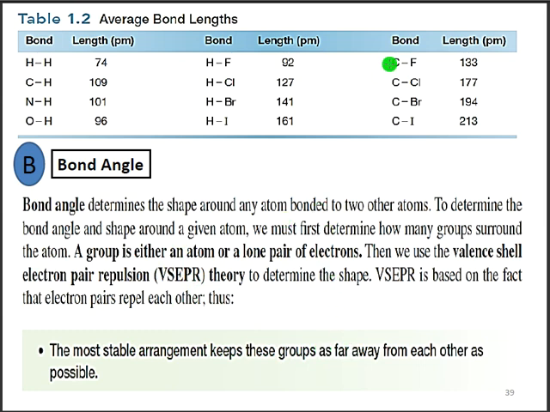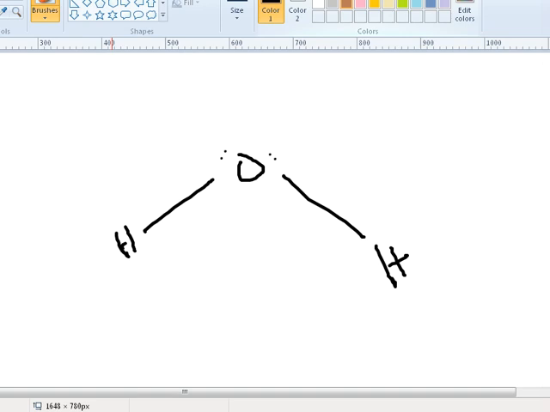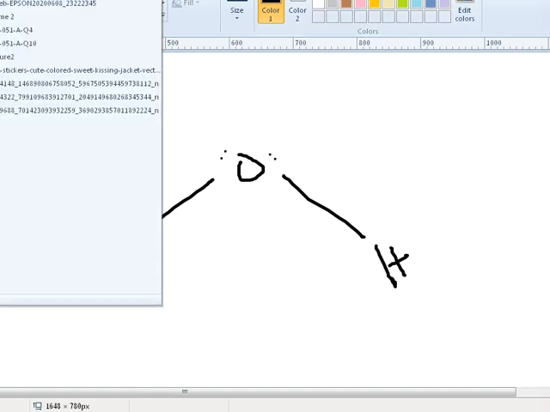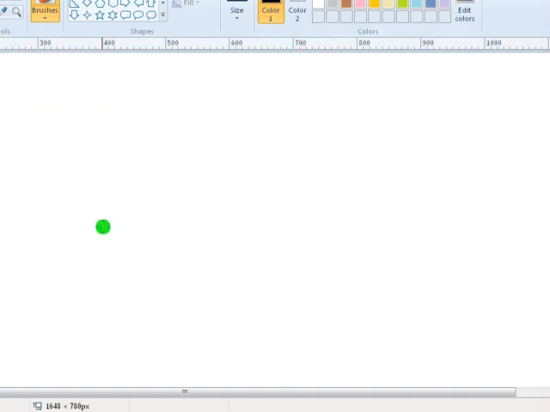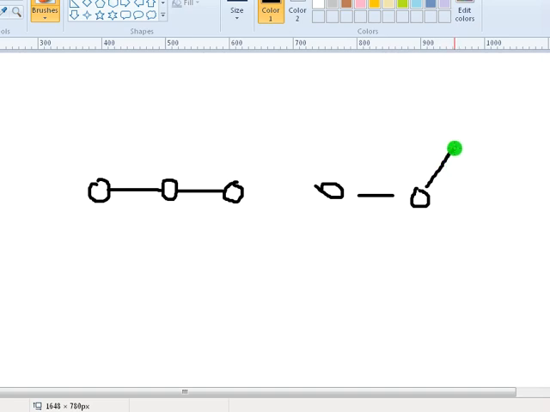Now I will give you an example. If you have a molecule from 3 atoms, these 3 atoms bonded to each other. Now if I ask you which is more stable, this figure or this figure, of course this one will be more stable than this.